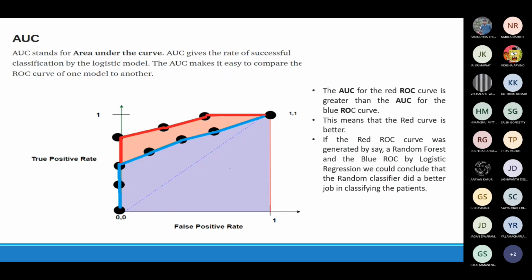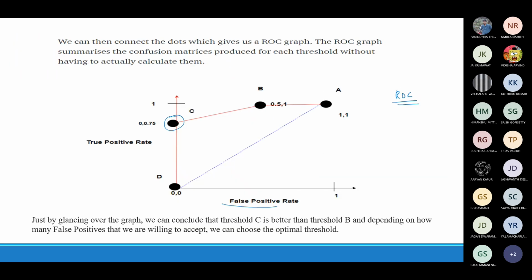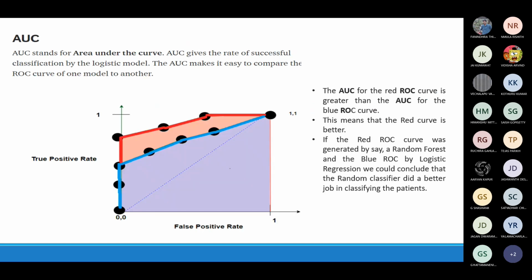So this is how you can make the different thresholds and make different ROC curves. There is another parameter which is area under the curve, which evaluates the different ROC curves.